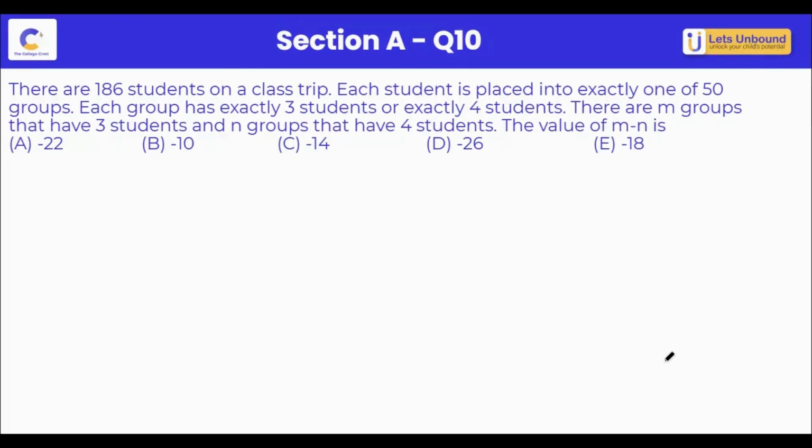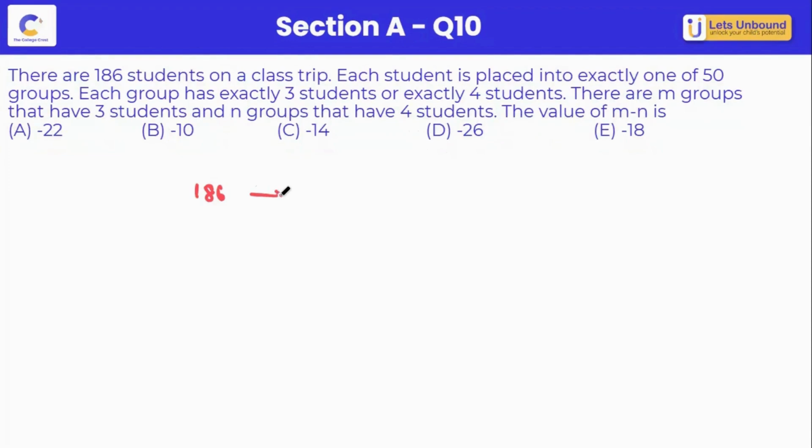Okay, actually 186 students are there and 50 groups. 50 groups means if I divide by 50, what I will get? 3 of them will go into each group, 150. And remaining 36 will be there. 36 students will be there remaining. Where should I place them? In that 50 groups, 36 you can't give 5 students or 6 students. So you can give again 50, group of 50.